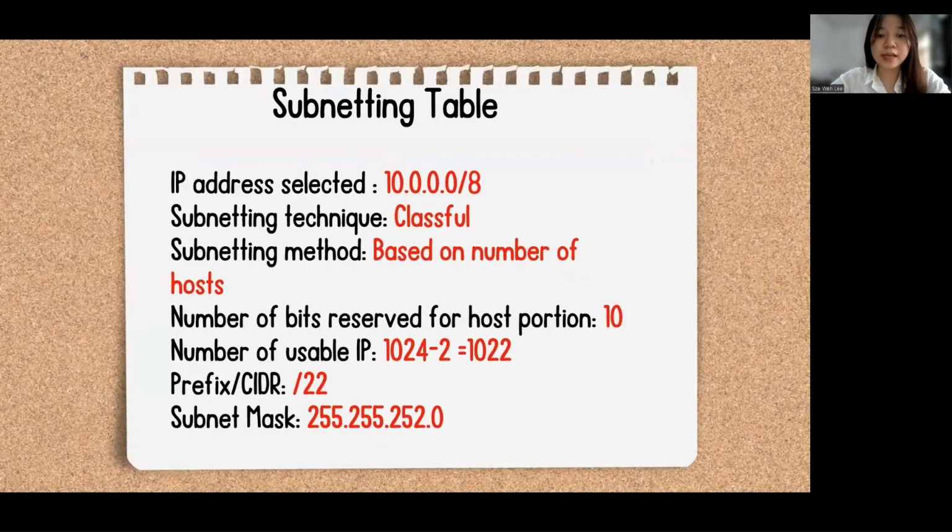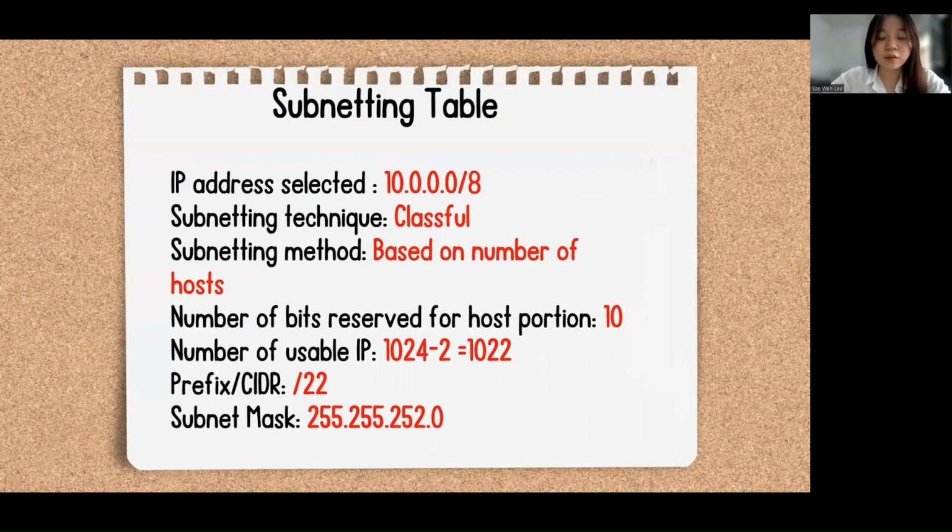Following the question, the IP address that has been selected is 10.0.0.0/8, which is a Class A IP address. And the subnetting technique used was classful, which means that all networks will have the same number of IP addresses, and also ensures that all networks will have the same CIDR, which is prefix and subnet mask. And the subnetting was done based on the number of hosts required by each department.